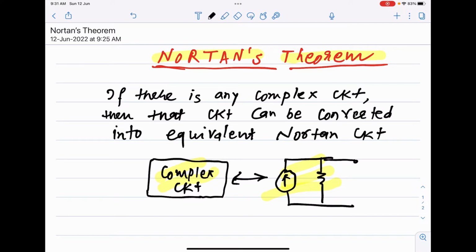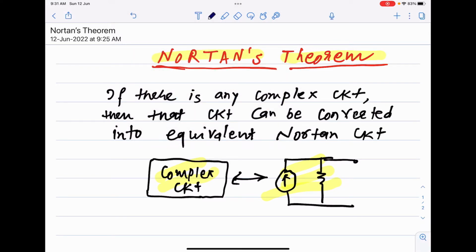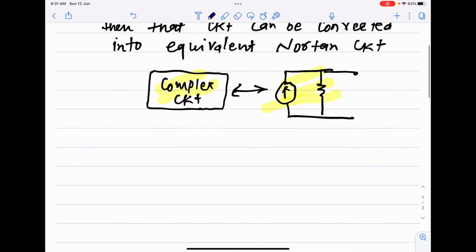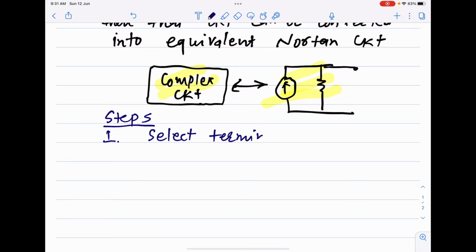So how is it possible to convert the given circuit into the Norton equivalent circuit? There are certain steps that we need to follow. The first step is that you need to decide where you have to apply Norton's theorem. So select the terminals where you need to apply Norton's theorem.